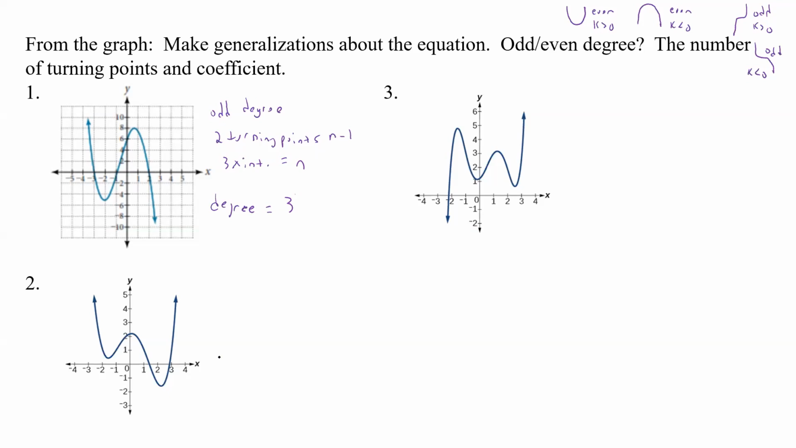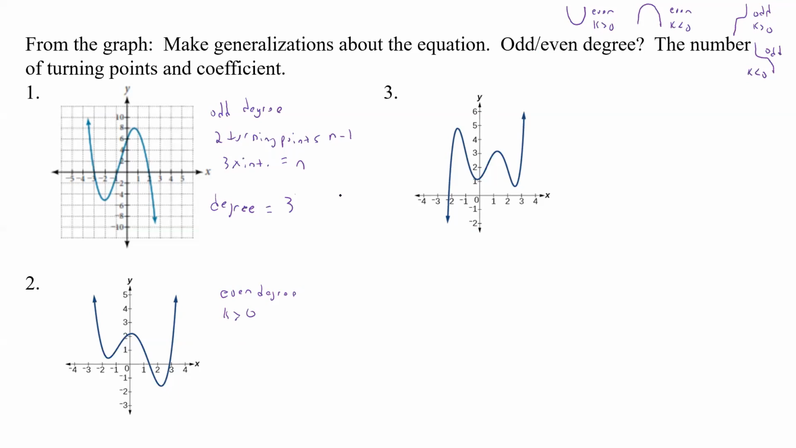Okay. Now this one is a little bit different. Here we're going up here, up here. Well, which one goes up and up? That's going to be even and k greater than 0. So we can say it's even degree, and k is greater than 0.